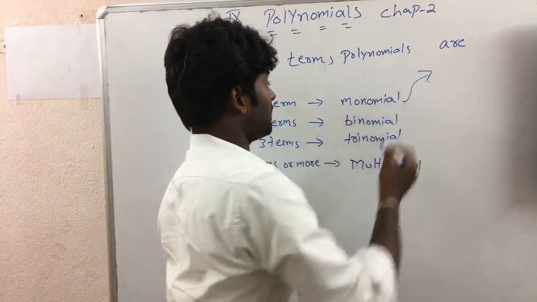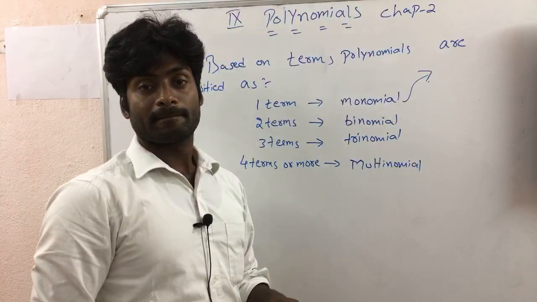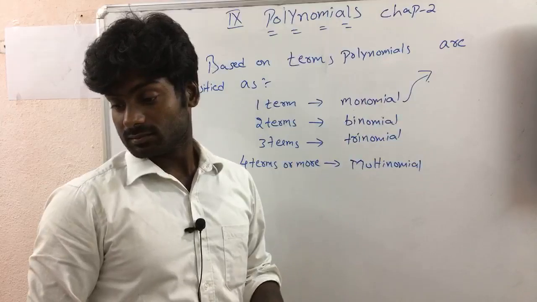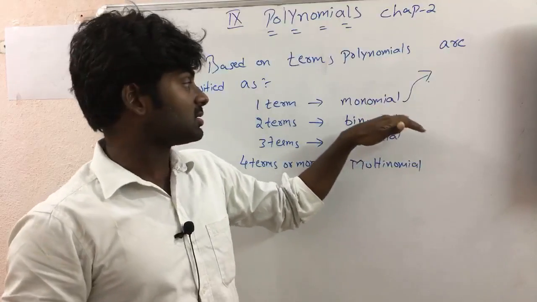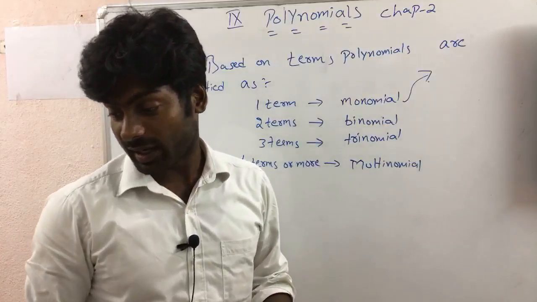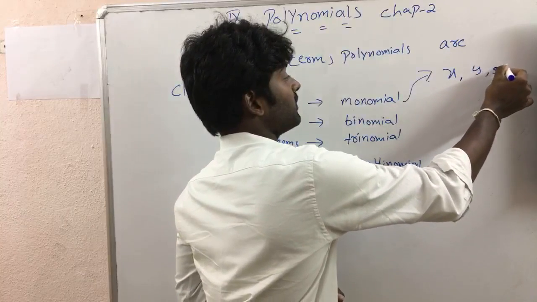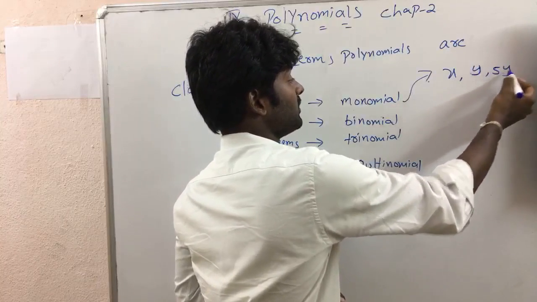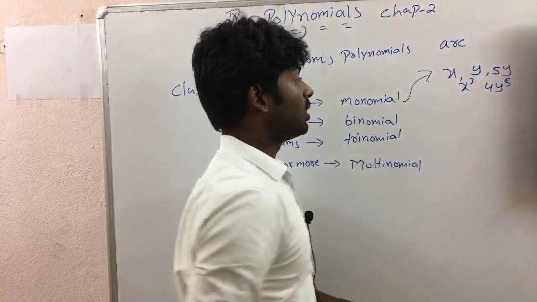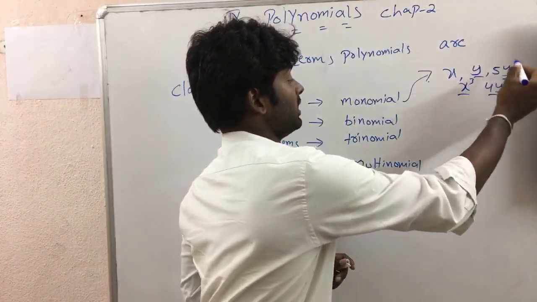So can anyone say an example for monomial? You can type in the chat box. I am just asking for an example of a monomial. Those who know can type in the chat box. x, y, 5y, even c, x cube, 4y, y 5. All these are monomials, with a single term.